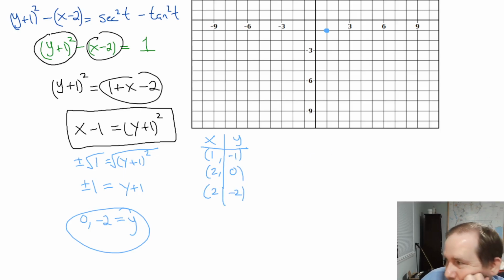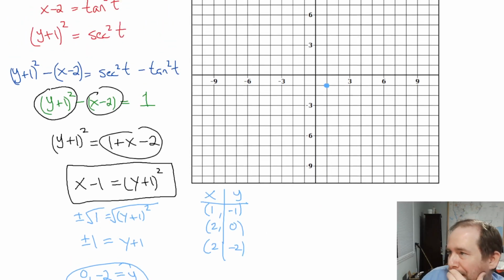That should not be shocking because we're not a function. We're a sideways opening parabola. So it doesn't shock anybody to learn that when x is 2, I get 2 outputs. I get both 0 and negative 2. And those are my 2 symmetric points. And honestly, I don't need any more, but I could get more if I wanted. I could go out to 3. And if I did 3, I'd get 2.